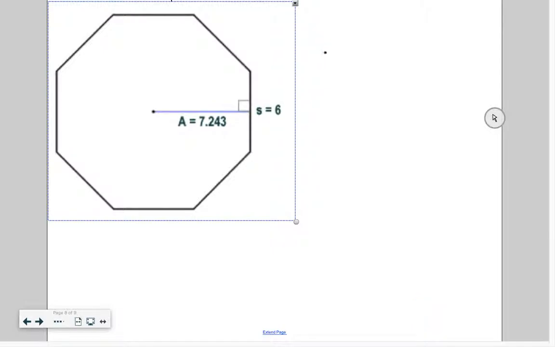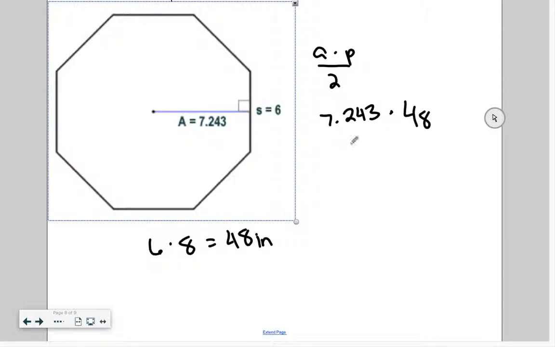All right, so let's do this again. Apothem times perimeter divided by 2. Our apothem is 7.243. To find our perimeter, count how many sides you have. So 1, 2, 3, 4, 5, 6, 7, 8. 6 inches or 6 units times 8 sides means that it has a perimeter of 48 inches. And then we divide that by 2.